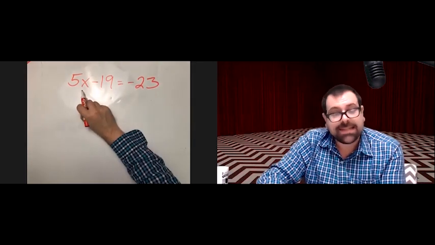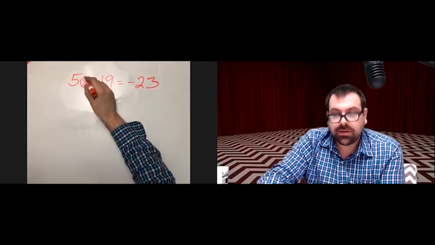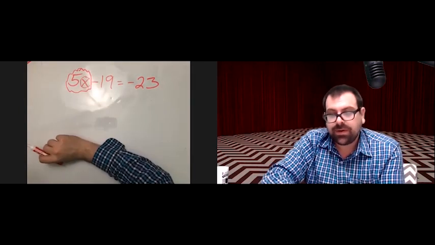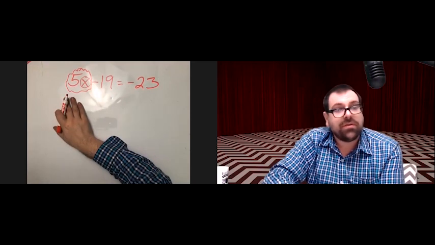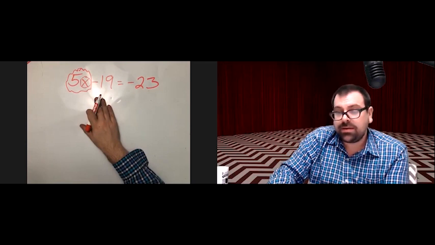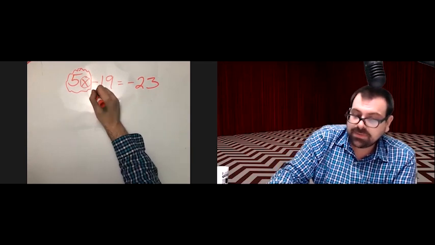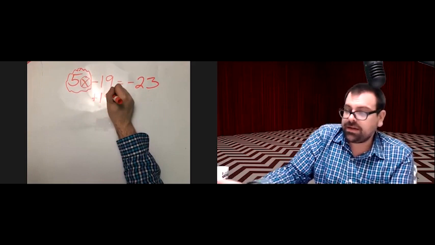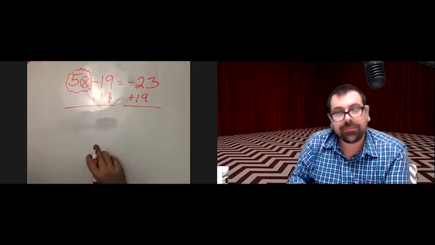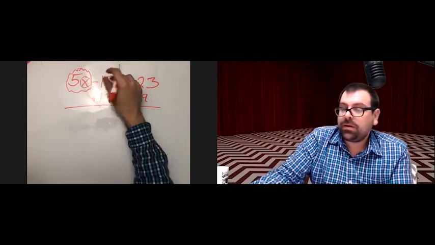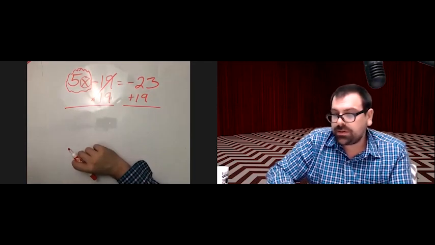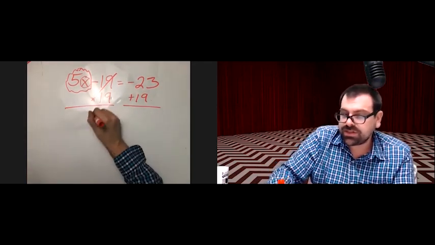So we want to get to the x. The x is trapped currently with the 5x. So how do we get that by itself? We got to get rid of minus 19. If subtracting 19 is happening, we do the opposite, add 19. And we do that to both sides. That cancels on the left, leaving us with just the 5x.